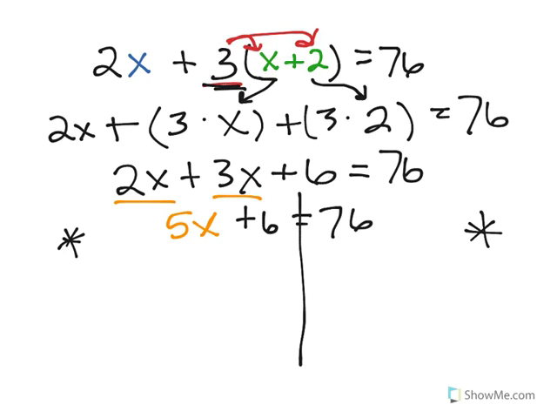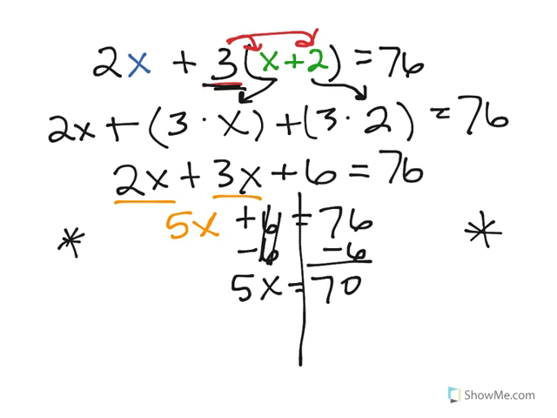To do this, we use the law of opposites and subtract 6 from both sides. 6 minus 6 equals 0, so these two cancel out. And we're left with just the 5x on the left. On the right, we're going to do 76 minus 6, which equals 70. Now we've successfully got all of the variables on the left and the constants on the right, so we can move on to our last step, which is the law of reciprocals.